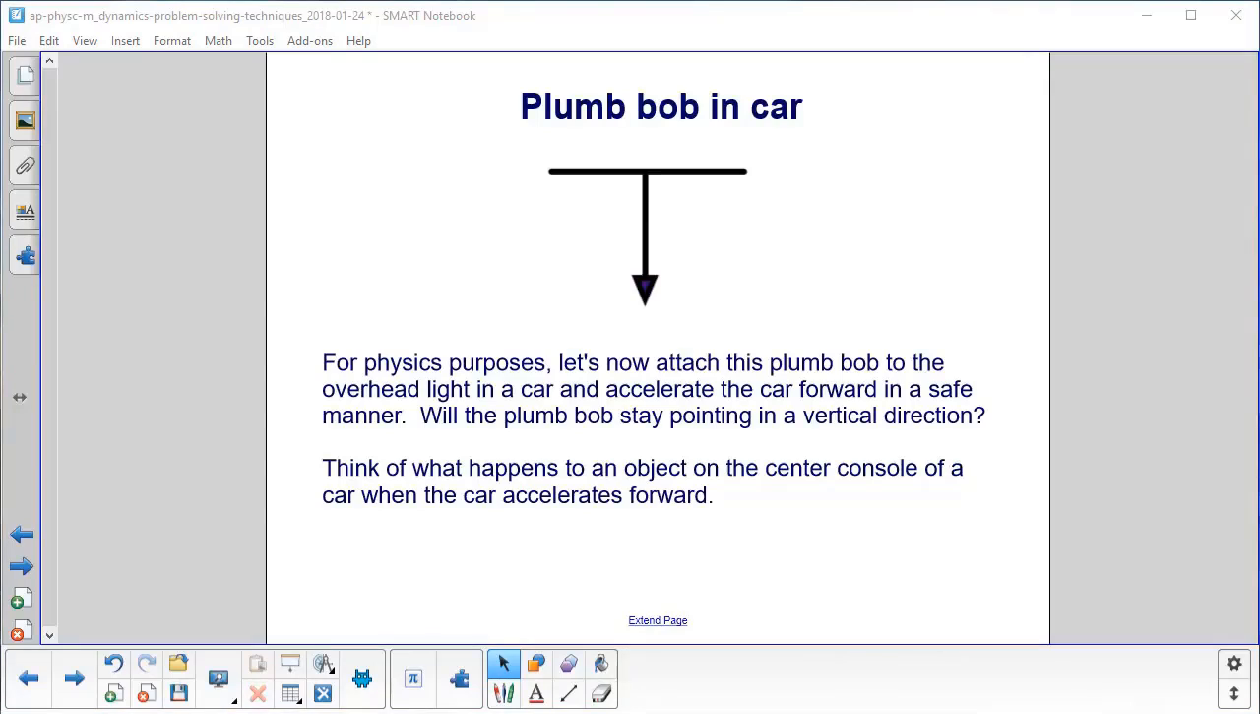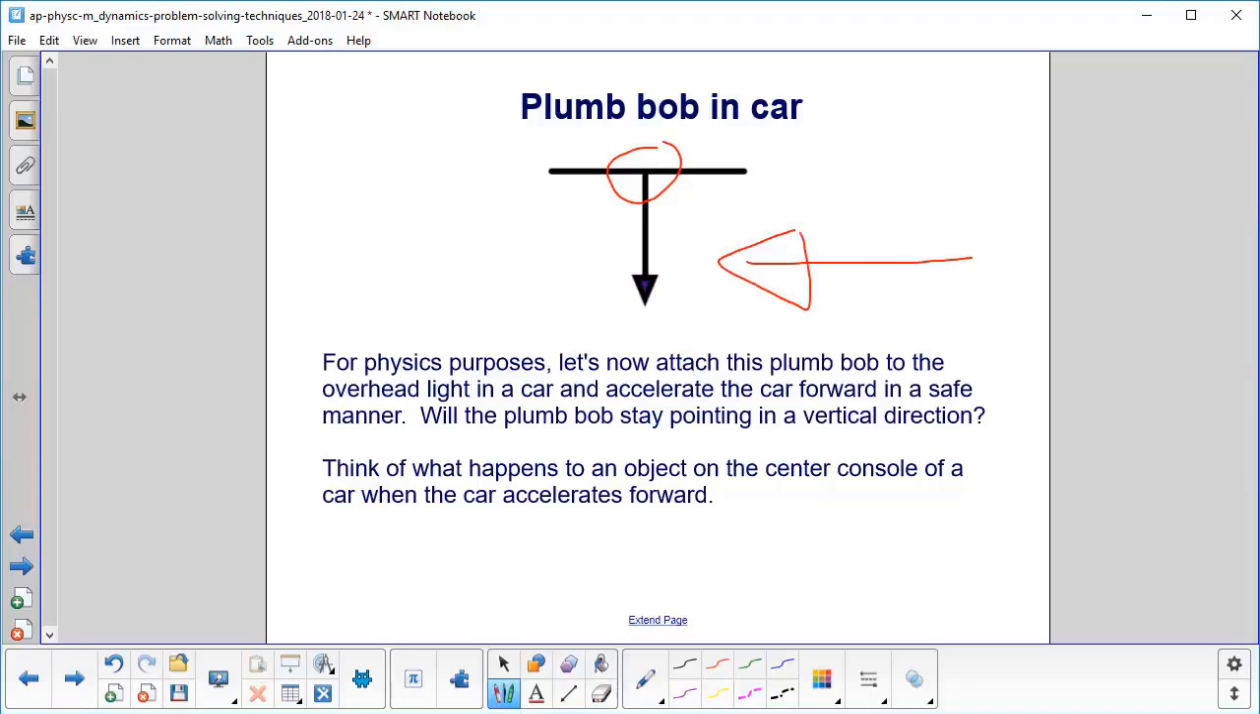For physics purposes, let's now attach this plumb bob to the overhead light in a car, over here, and accelerate the car forward in a safe manner. Will the plumb bob stay pointing in a vertical direction? Think of what happens to an object on the center console of a car, like your coffee cup if it's not properly secured, when the car accelerates forward.